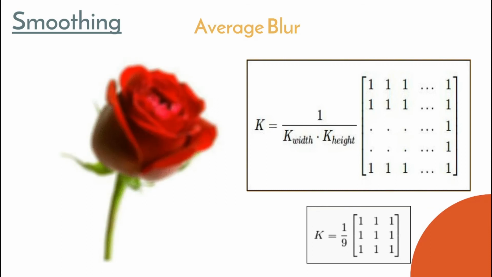Now let's see what an average blur means. During this operation, the image is convolved with a kernel of a particular height and width. It is also to be noted that the result is divided by the total number of cells in the kernel. In this process, the central element of the image is replaced by the average value of all the pixels in the kernel area.